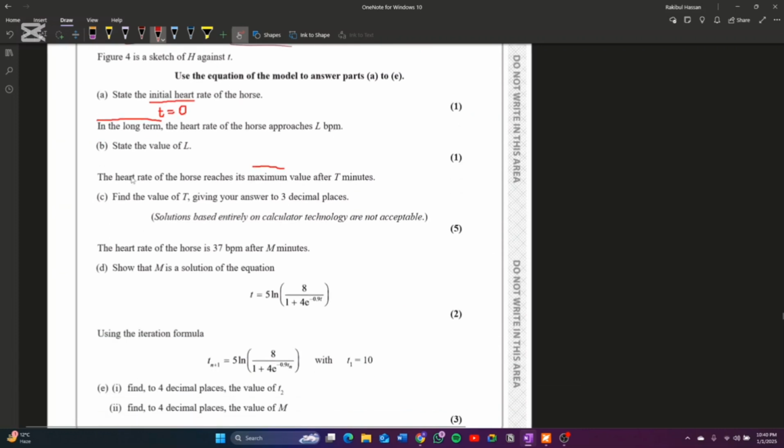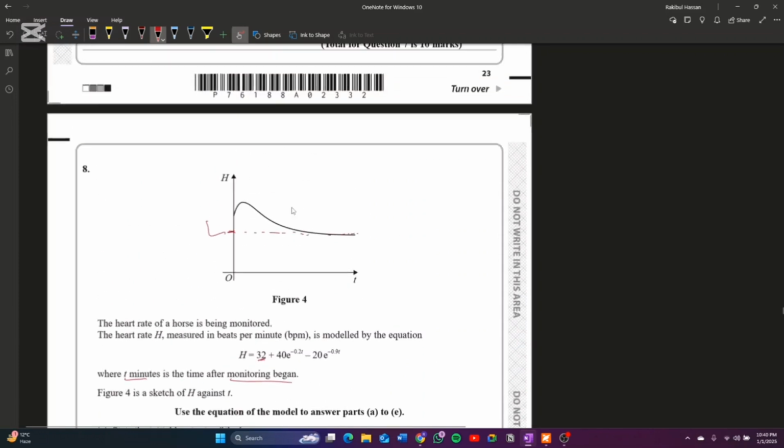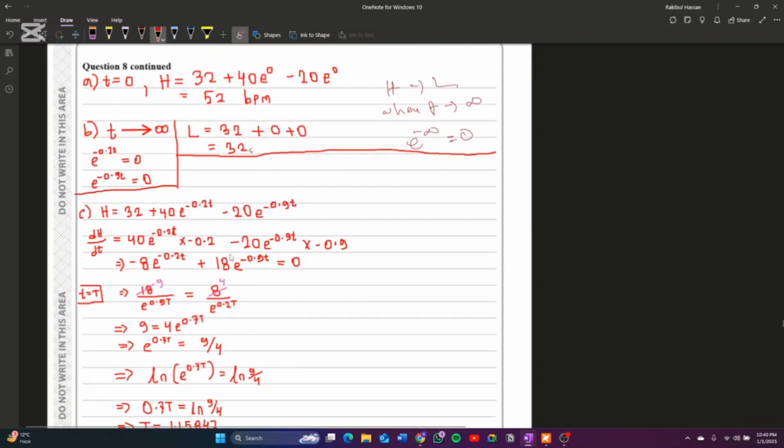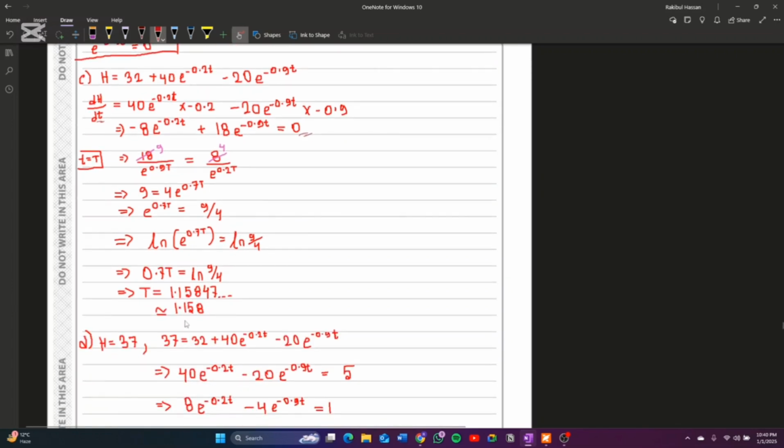So C: the heart rate of the horse reaches its maximum value after t minutes. To find this, we find the rate dh by dt and set it equal to 0. Solving this equation gives us that t will be equal to 1.158. These are simple simplifications.